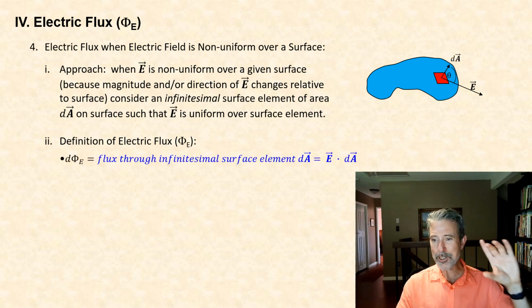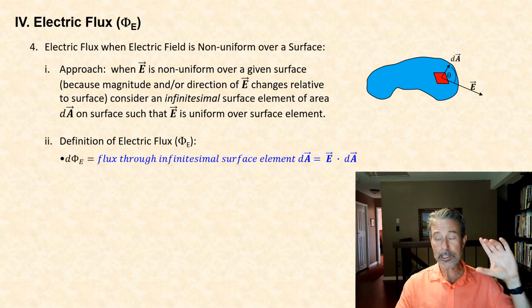If big phi sub e represents the flux through a uniform surface, then in the language of the infinitesimal, d phi sub e should represent the electric flux through an infinitesimal surface element, dA. We would calculate that infinitesimal electric flux, that is, the flux through an infinitesimal surface element, simply to be the dot product of E and dA, that infinitesimal area element.